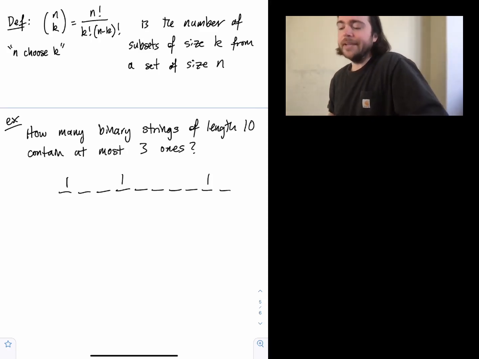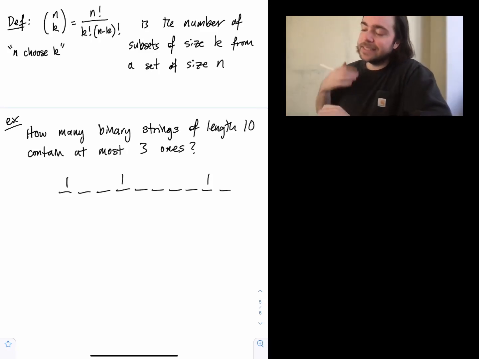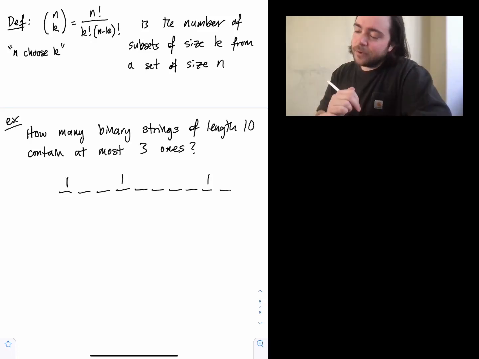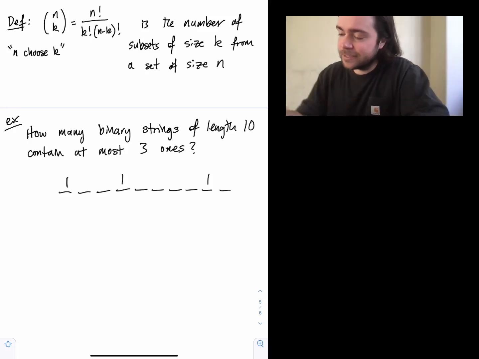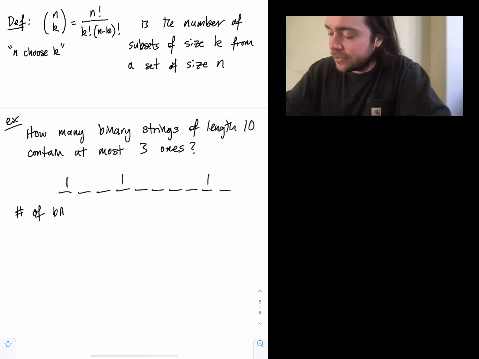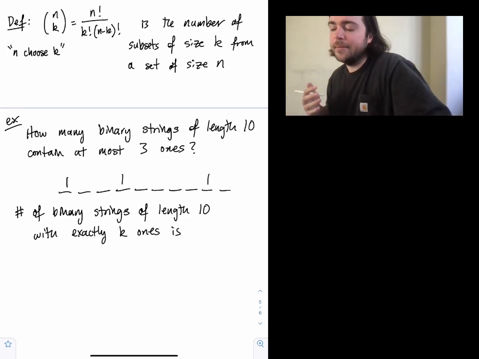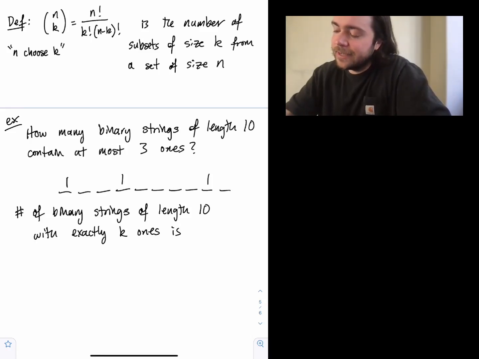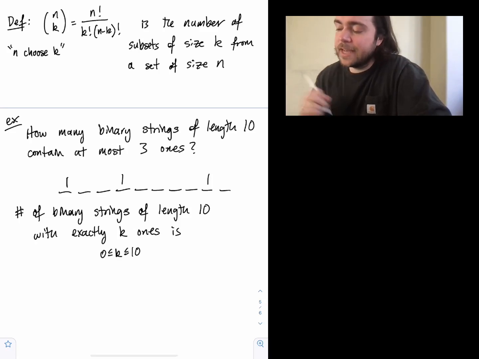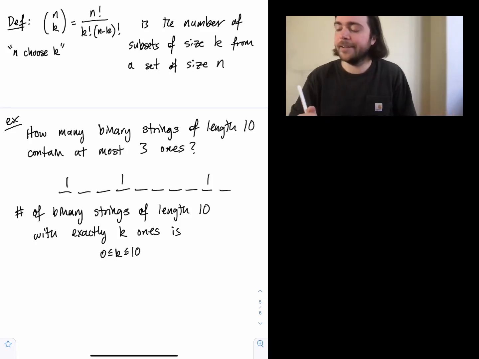Well, one way we can count that is to say the number of binary strings of length 10 with at most 3 ones is just the number of binary strings of length 10 with exactly 0 ones, or with exactly 1 one, or with exactly 2 ones, or with exactly 3 ones. So if we can count the number of binary strings of length 10 with exactly k ones, we can just add that number for k equals 0, 1, 2, and 3, and we'll have our answer. And of course, how many ones could we have in a binary string of length 10? We could have 0 ones all the way up to 10 ones. They could all be ones.